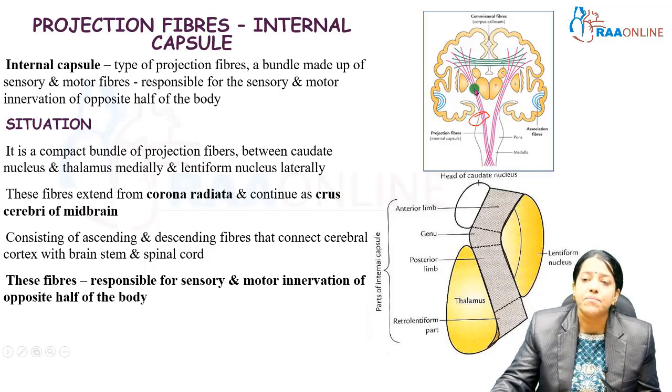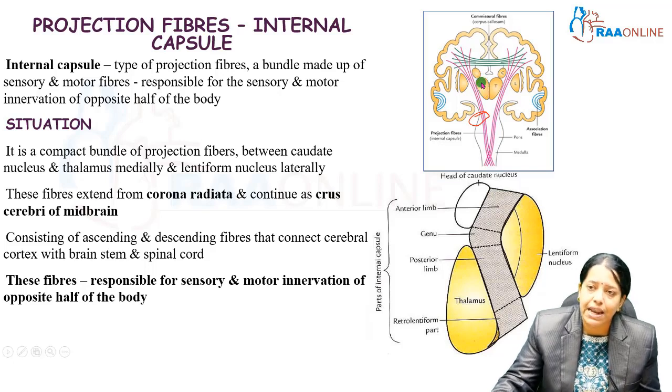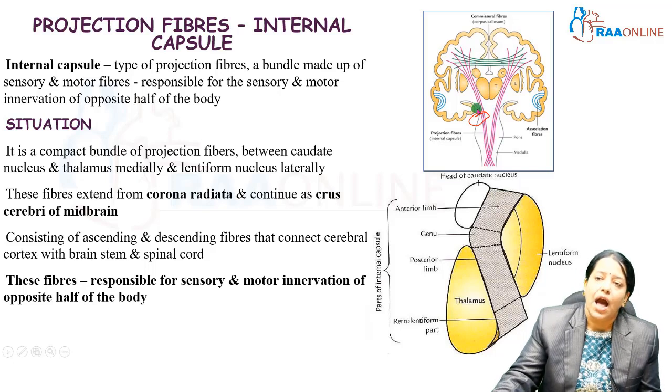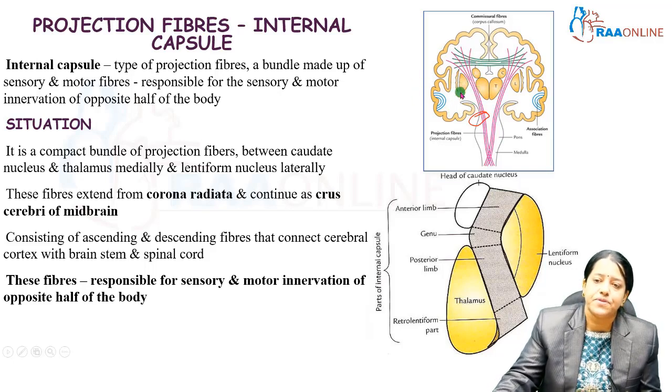You can see some nuclei over here which are scattered within the white matter of the cerebrum. Just below the cerebrum, you also get the diencephalon or the thalamus. You can see this is the thalamus medially. You have the caudate nucleus also, and laterally you have the lentiform nucleus also, and the corpus striatum also.